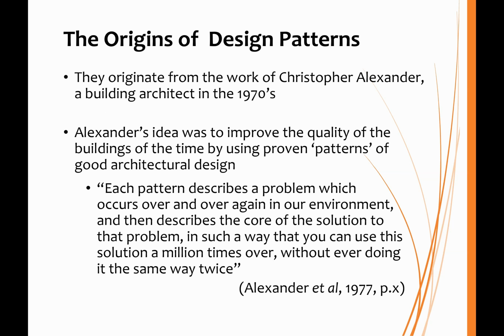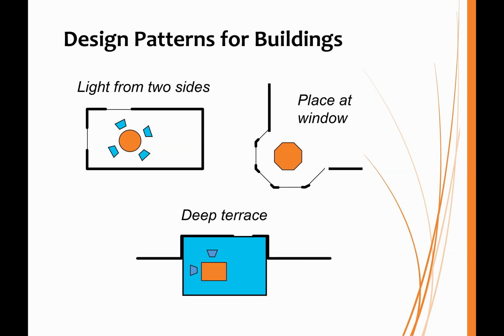Design patterns actually come from the work of Christopher Alexander, who was a building architect in the 1970s. His idea was to improve the quality of buildings by using proven patterns of good architectural design. And so he developed these patterns. Here are a few. And you'll notice that as well as having a description, in this case a diagram, of a solution to a particular problem, the pattern is given a name. And we can refer to that pattern by its name and know what is meant.